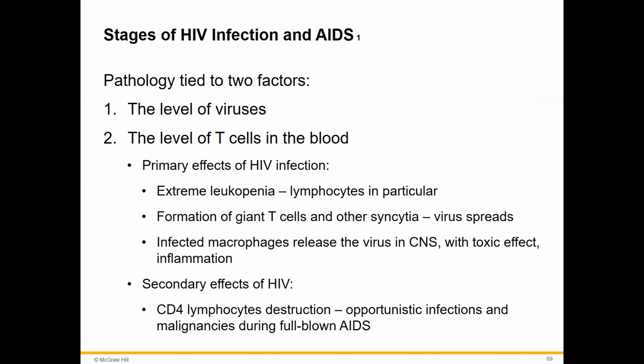The pathology of HIV and AIDS is tied to the level of virus present and the level of T cells left in the blood. So we look at both things, how much actual virus is in the body, your virus level, and then the level of T cells available in the blood. Because obviously as those lyse and die off, that is where we get our immunodeficiency. You can see leukopenia, so lymphocytes in particular dying off. You can see giant T cells through viral spread. You can see infected macrophages releasing viruses into other tissues like the central nervous system. And then once you start destroying CD4 lymphocytes, that's when opportunistic infections and cancers can take hold, because those T helper cells aren't able to help anymore because there's not enough of them.